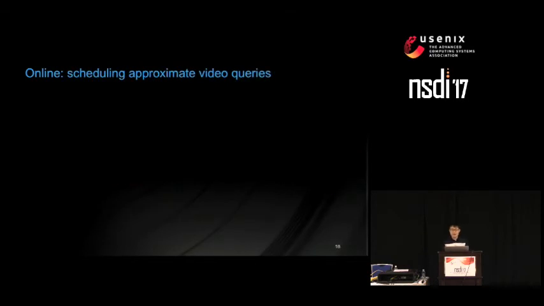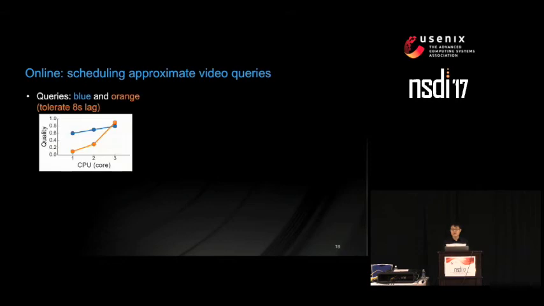To give you an intuition of how this works, assume that there are two queries, a blue one and an orange one. The query can tolerate a lag of up to 8 seconds. When running on a constant video stream, given 1, 2, 3 CPU cores to the blue query, it produces a result with 0.6, 0.7, and 0.8 quality. With 1, 2, 3 CPU cores allocated to the orange query, its quality varies much more. It produces 0.1, 0.3, and 0.9 quality. We name the configurations as configuration 1, 2, 3 for these two queries.